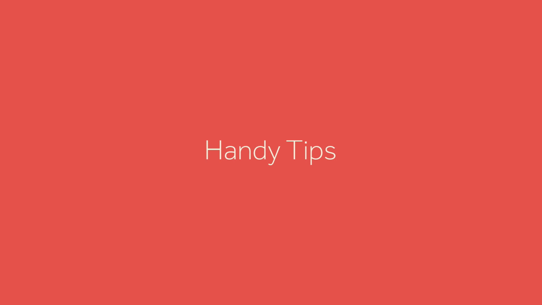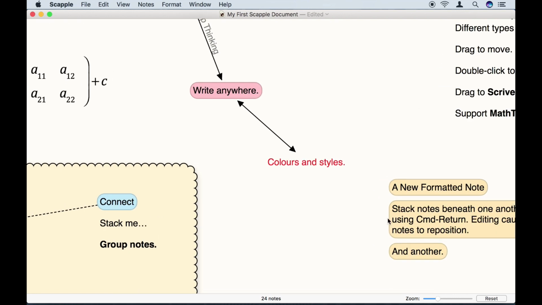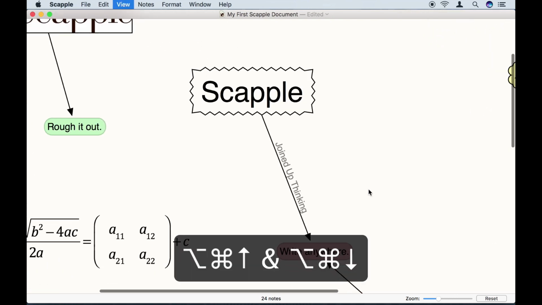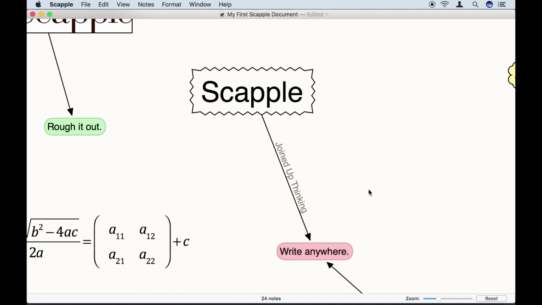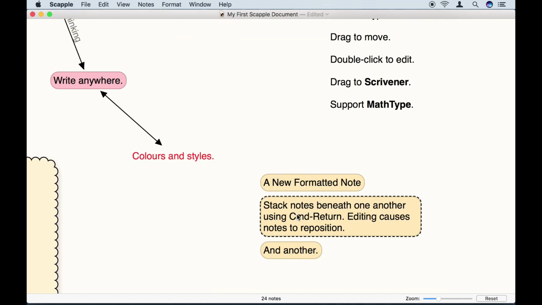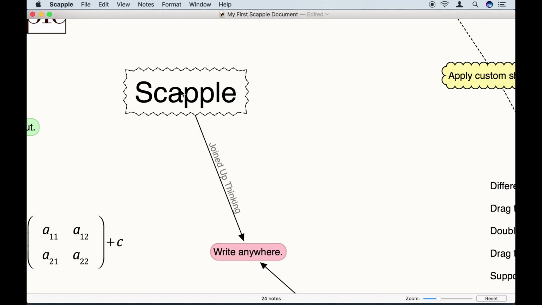Scapple has a few handy features that make navigating your ideas easier. For example, I can use the zoom slider in the footer bar to zoom in on my work, or I can use the Option command up and down keyboard shortcuts. Anytime I want to get a quick overview of my entire canvas, holding down Z zooms out and shows me everything. Releasing Z zooms back in, but with the focus where the mouse is. This is a great way of moving between notes on a large canvas.